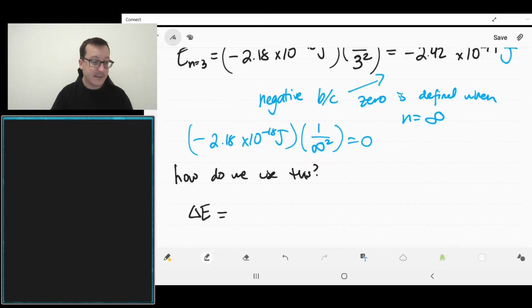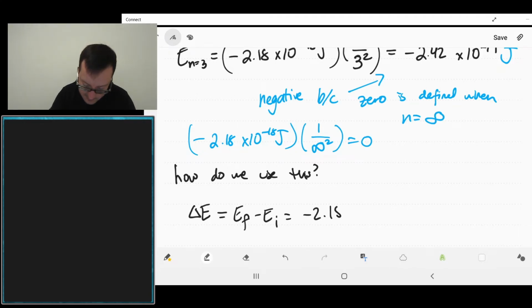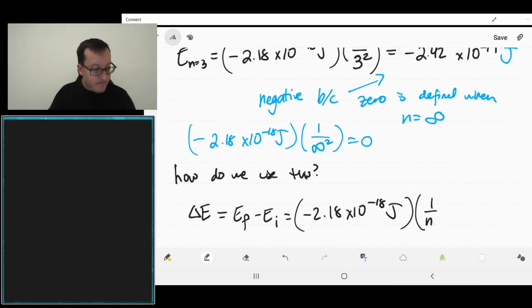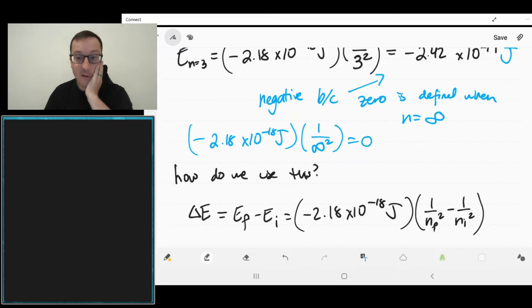And so we're going to see that delta E will be, just like any other thing, our final state minus our initial state. And that's going to be equal to the same constants, using both of the energy levels here. And we'll see how to use this equation.